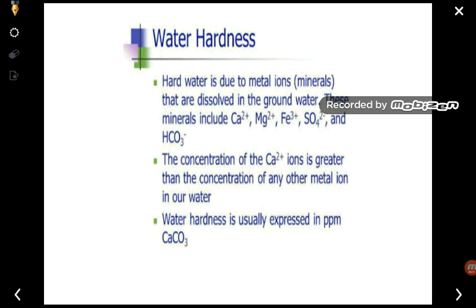Sometimes we say that the water is hard, or sometimes we say that the water is soft. So what is the main difference between soft water and hard water? First we need to understand the concept of water hardness, or hard water. Why is a water said to be hard water?